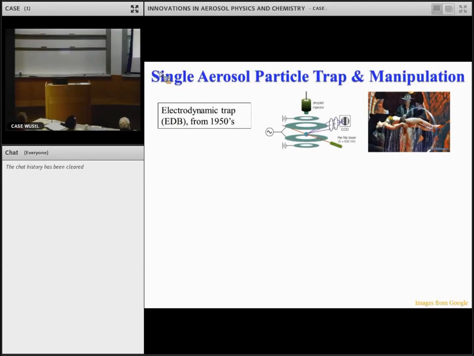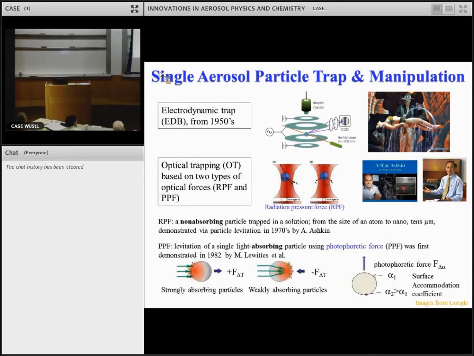If we talk about single aerosol particle trapping, we are thinking about two ways. One is the electrodynamic trap, which we call EDB, and that was demonstrated in the early 1950s. The optic trap is based on two types of optical forces, a radiation pressure force and the photophoretic force. Particle levitation for non-absorbing particles was first demonstrated by Ashkin in the 1970s. Later on, his postdoc used this technology in laser atomic cooling and won the Nobel Prize in 1997, as we know. For absorbing particles, single aerosol particle levitation was first demonstrated in 1982 and was based on the photophoretic force.